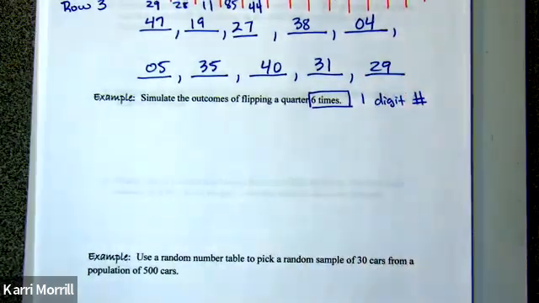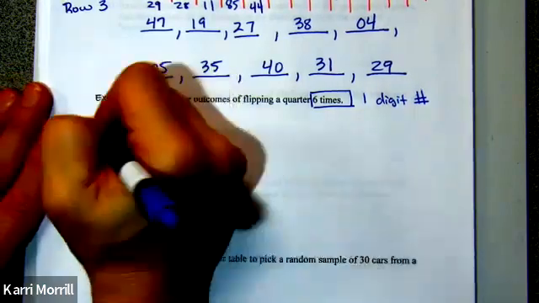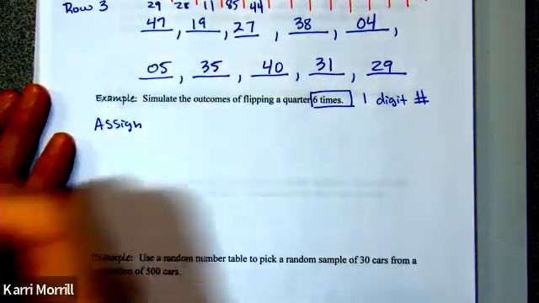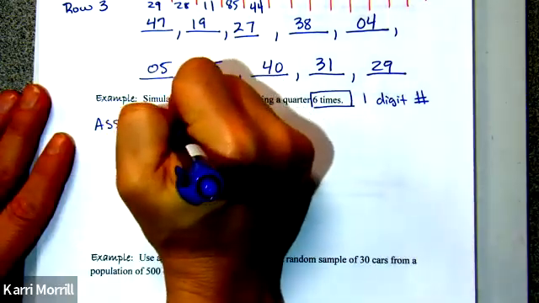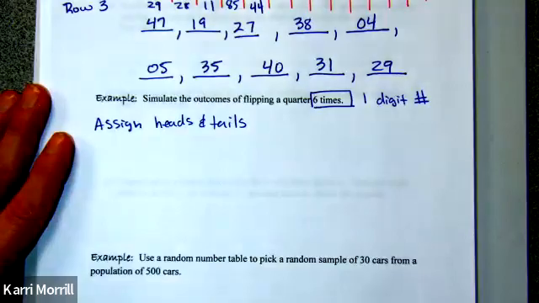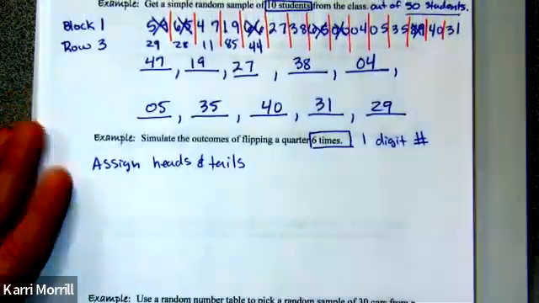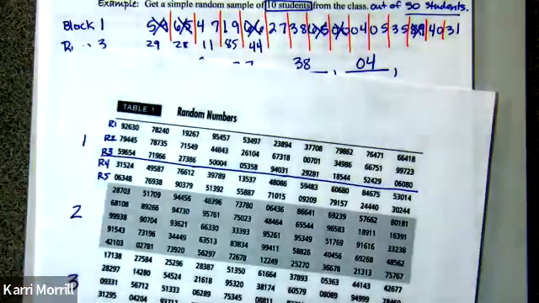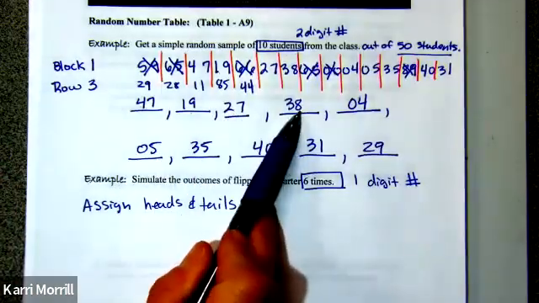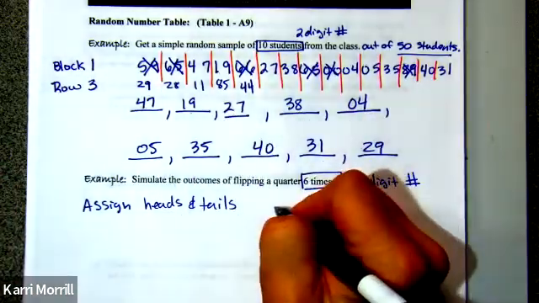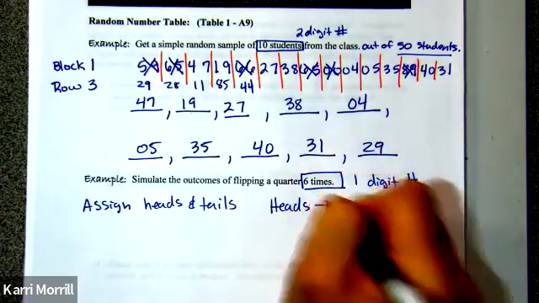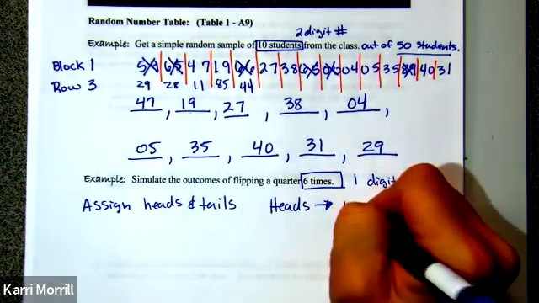And then you might want to think assign heads and tails a value. And what I mean by if you're using this table, any of these tables, we're going to have some odd numbers and some even numbers. So one thing that you could do is say my heads, I might call them an even number.